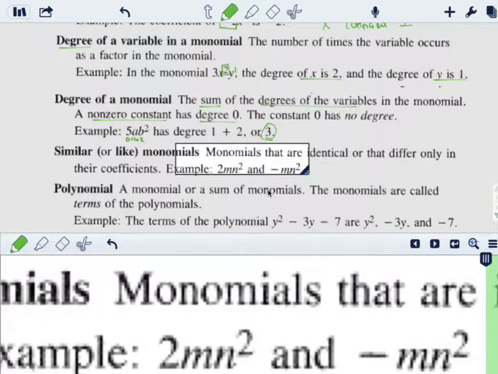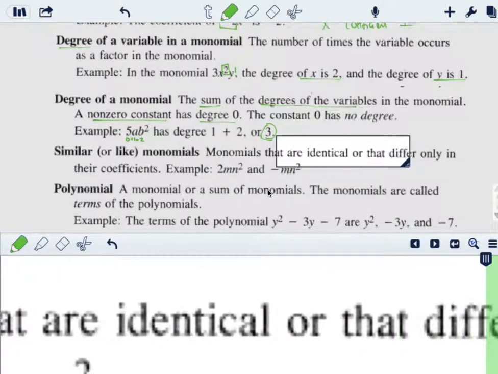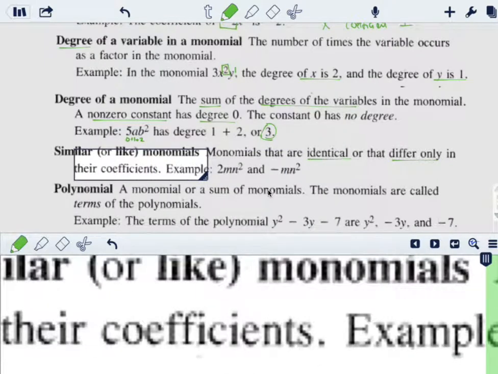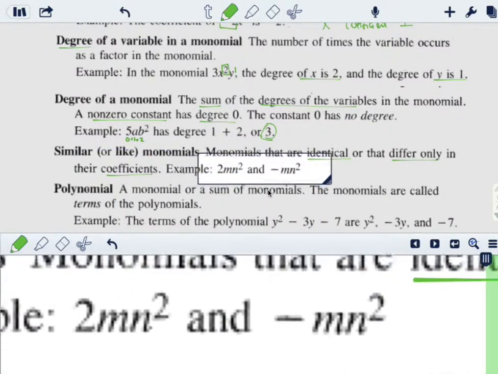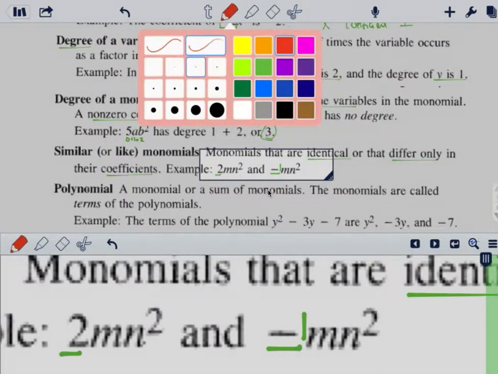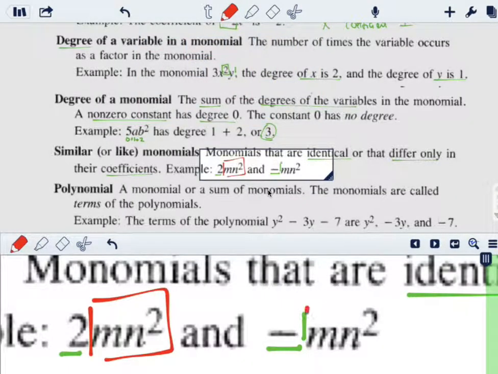Similar or like monomials are identical or only differ in the coefficients. So 2m squared n and negative m squared n are similar, and the only thing different is the coefficient: a negative 1 on the second one and a positive 2 on the first.